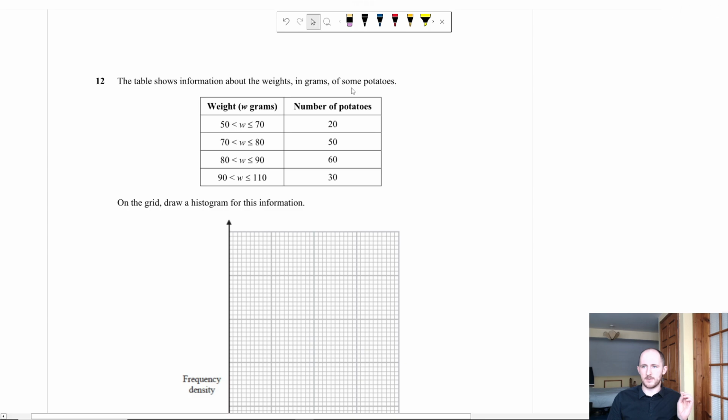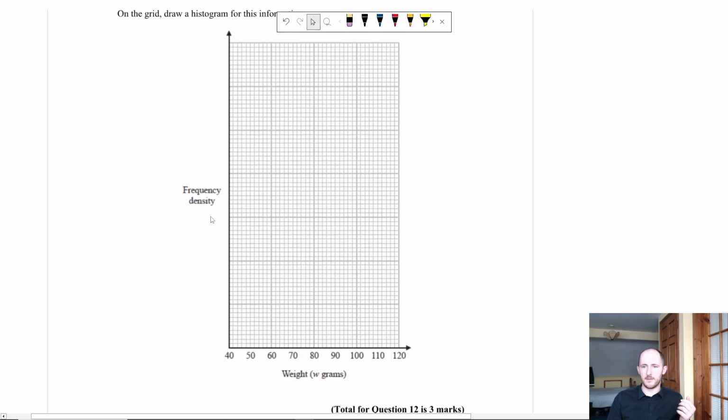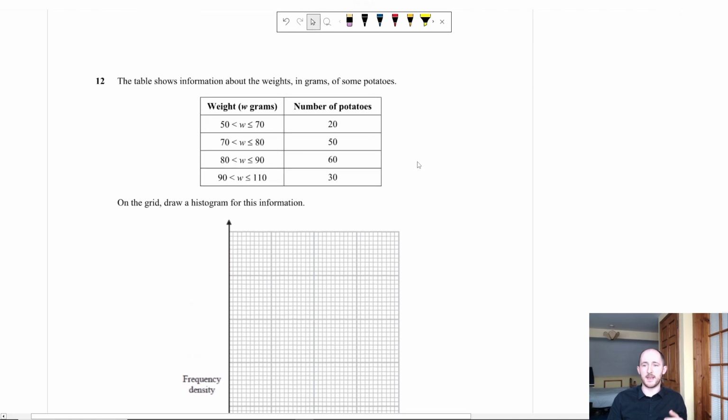It shows weights in grams of some potatoes. We need to draw a histogram. So with histograms, you have frequency densities and you have class widths. So what you need to do here is work out the class width and frequency density of all of them. So I'm going to do this separately. I add another column to the table, and I write frequency density, so FD. And if you remember, frequency density is just equal to the frequency, which is the number of potatoes in this case, over the class width.